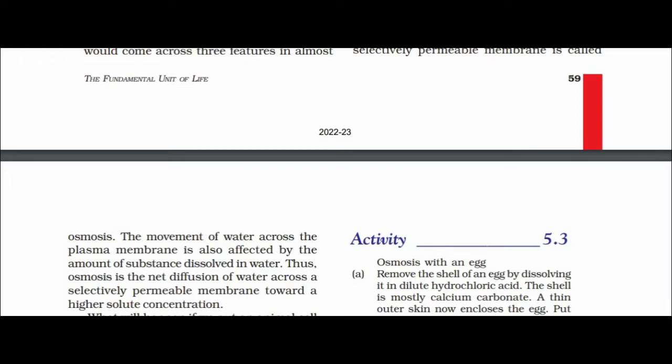The movement of water, like we saw how CO2 and O2 move, is called osmosis when water moves. The movement of water across the plasma membrane is also affected by the amount of substance dissolved in water. Thus, osmosis is the net diffusion of water across a selectively permeable membrane toward a higher solute concentration.